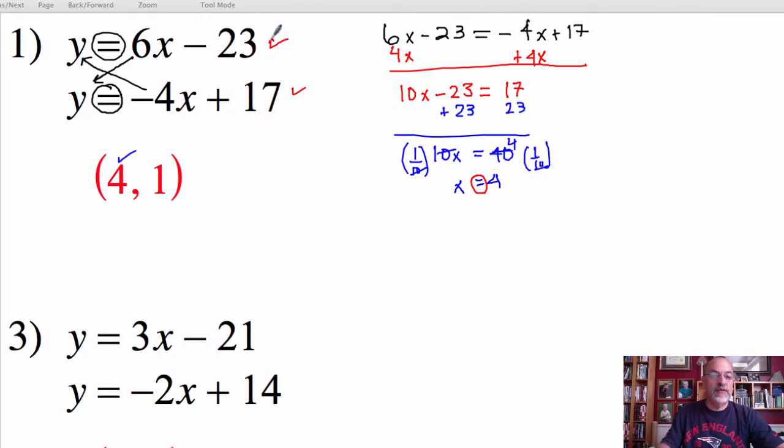So we'll go ahead back up to this first equation, and wherever I see the letter x, I'm going to interchange that or substitute in the number 4. So that's going to give me, in the first equation, y equals 6, and then there's that x, so I'm going to substitute in the number 4 now. Minus 23. So then I can simplify this, 24 minus 23, which then gives me y is equal to 1. So you'll notice I have my ordered pair 4, 1.